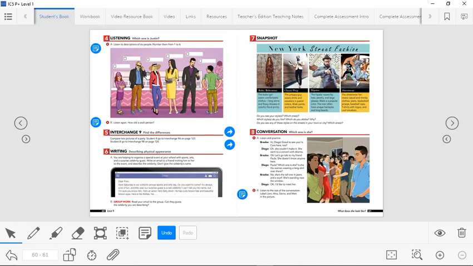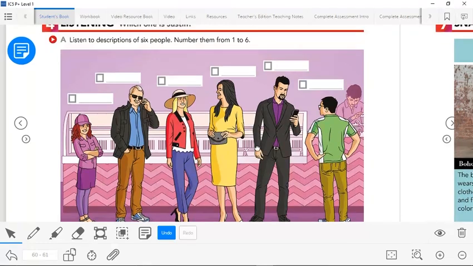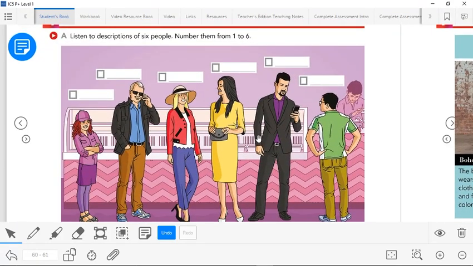Okay, let's do one last activity. This time, it's going to be a listening. You're going to listen to the description of these six people, and you're going to have to number each one from 1 to 6 and also put the names. Okay, so listen closely, and when you finish, we're going to check the answers.